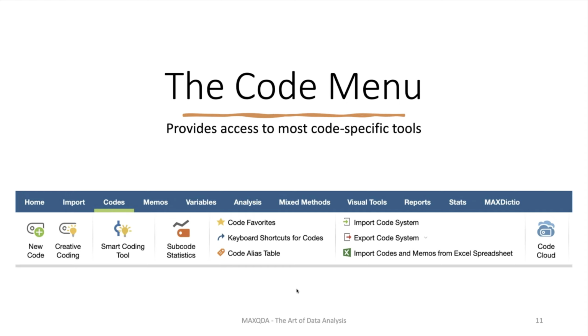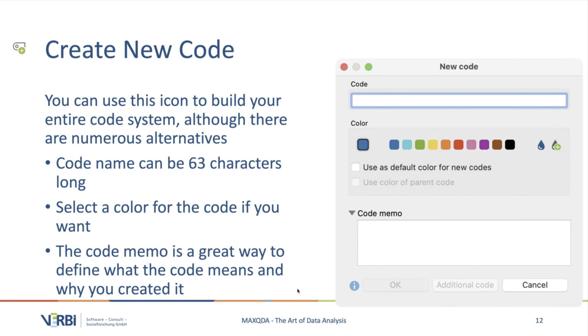First icon is the new code. This icon and tool is accessible in multiple ways. It's exactly the same every time you access it. You click on it, it brings up a dialog box. It lets you name the code. Codes can be 63 characters long, so they can be quite long. I don't generally encourage super long code names, but I can see why you might do it.